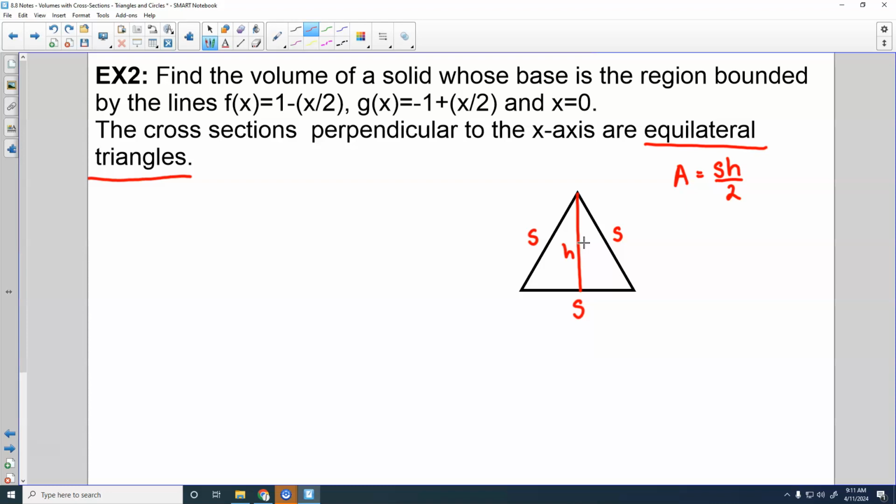Now, we're not going to be able to do this with 2 different variables there, right? A square is a lot easier because it's just like S times S, right? You can use both of those. A rectangle is not that bad.